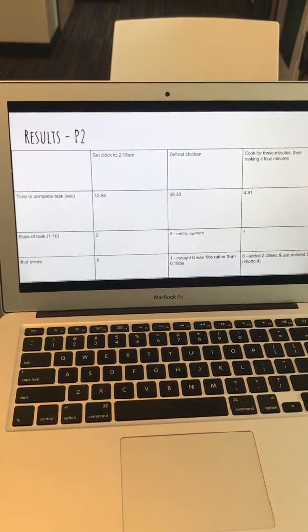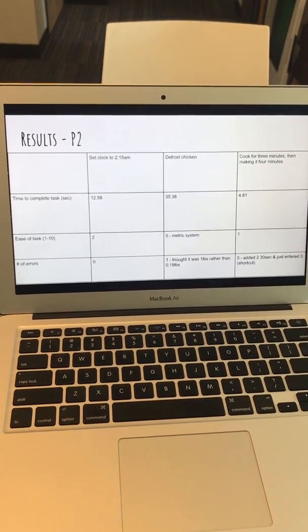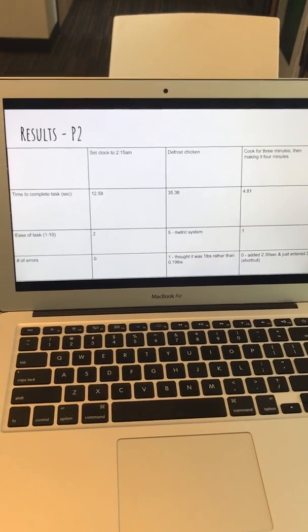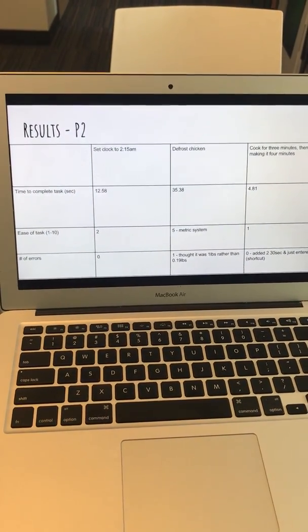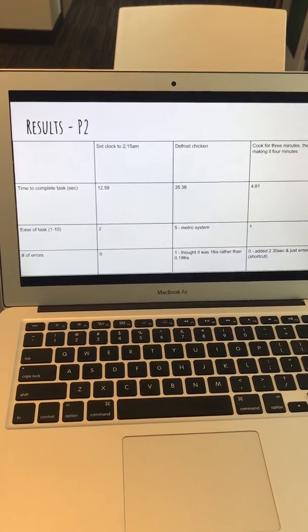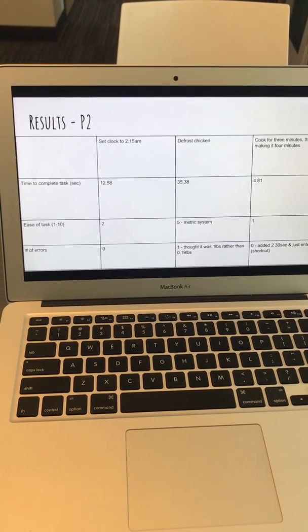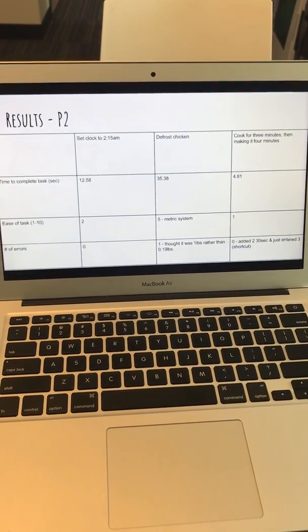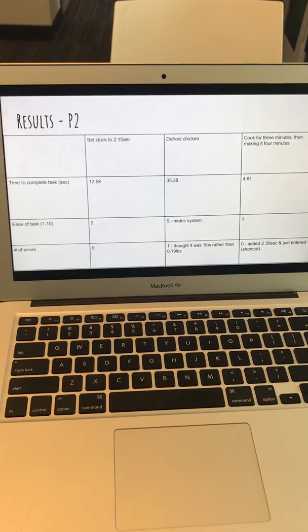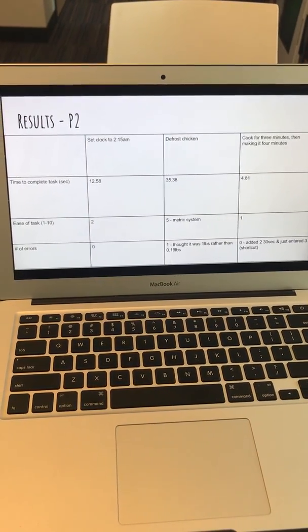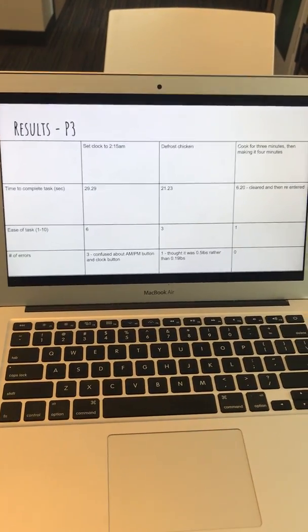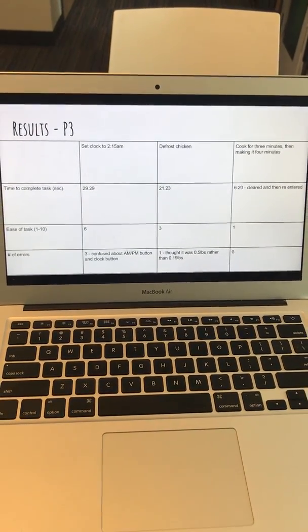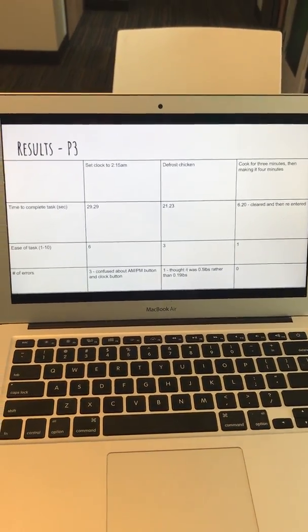For P2, we realized that one of the struggles is that when defrosting the chicken, it's not in the metric system, which she struggled with, and she also thought that the chicken wing was 1 pound rather than the 0.1 pounds that it actually was. And then when adding a minute, we saw that she also used the 3-minute shortcut and then used two 30-second intervals to increase time.